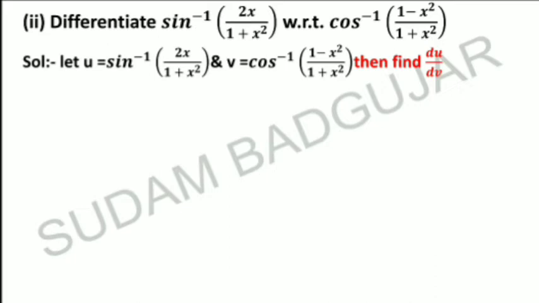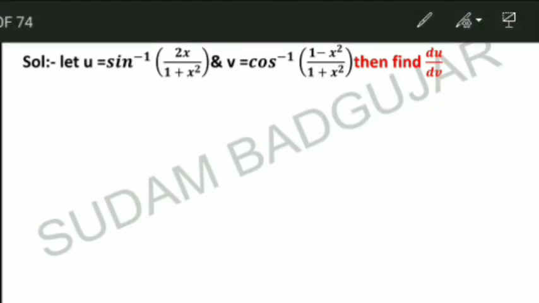Okay. Now you have to observe this. It is more complicated, so you must apply the substitution method. What is the substitution here? See the structure. Here the structure is 2x upon 1 plus x square and 1 minus x square upon 1 plus x square. If the structure is like this, then put x equal to tan theta, then it becomes sin 2 theta, and this other bracket becomes cos 2 theta.